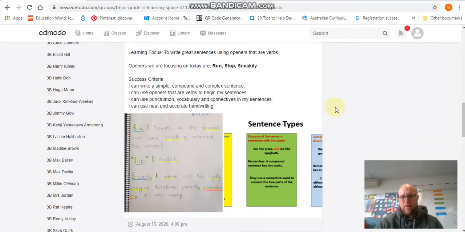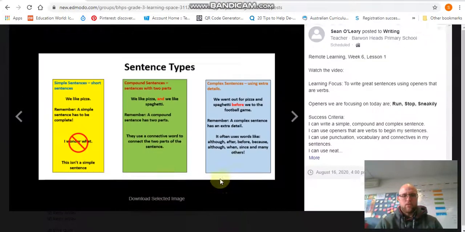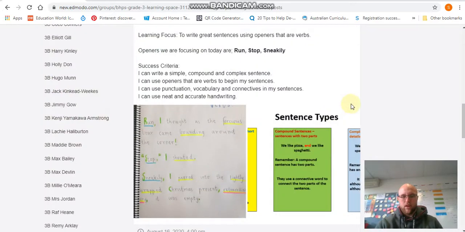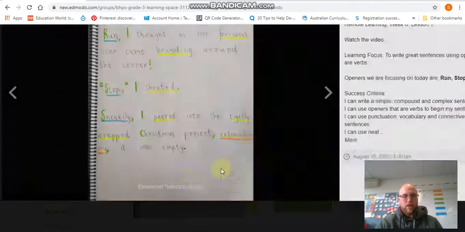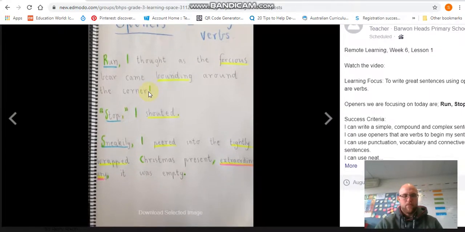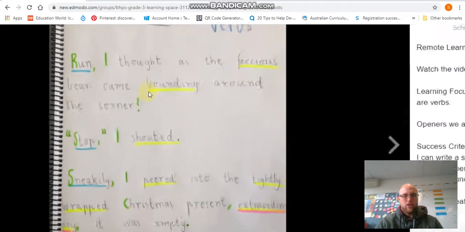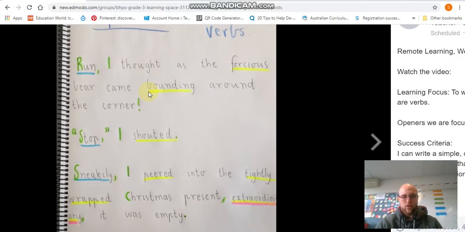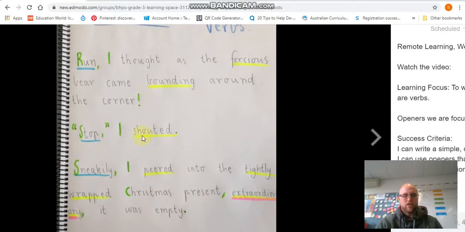And have a look at my examples. Make sure you have a look at my examples. So we've got the sentence types there. I'll leave that up, but I'm not going to go through it today because we've already done that quite a bit. So, openers using verbs. I've got 3 sentences: 1 simple, 1 compound, and 1 complex.